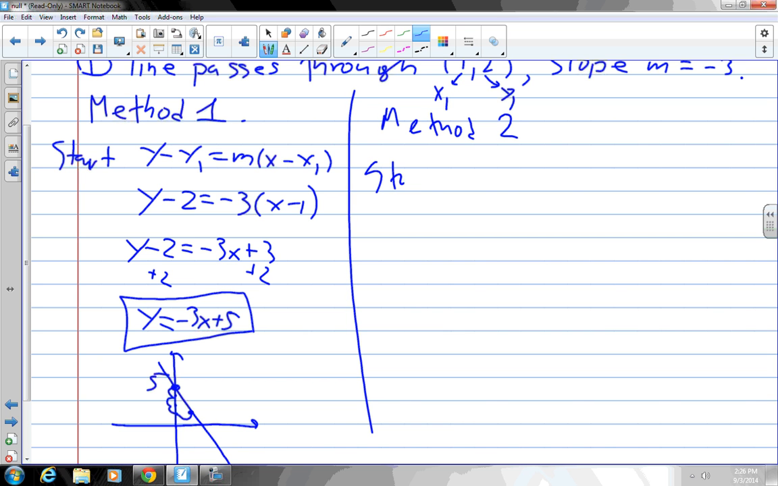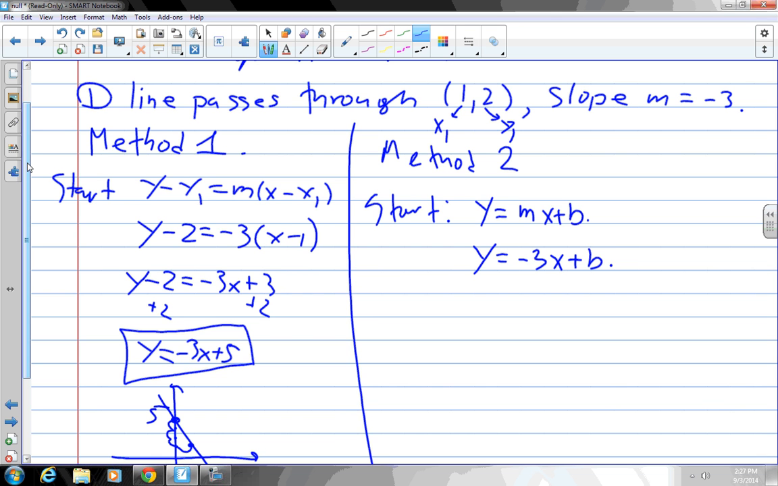So I will start with y equals mx plus b. X and y are variables. X is an independent variable, y is a dependent variable. Right now, I only know m. M is -3. I do not know b. So right now, I know this. There are 3 unknowns in this equation: x, y, and b. Now, b happened to be a constant. There's that y-intercept.